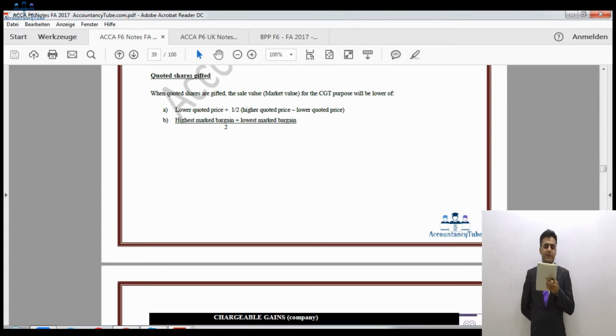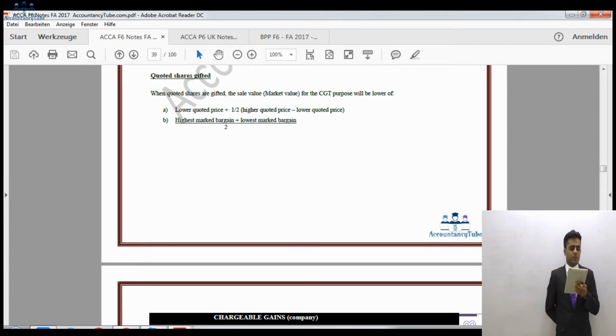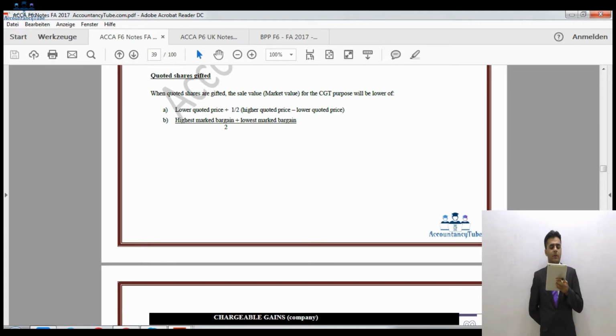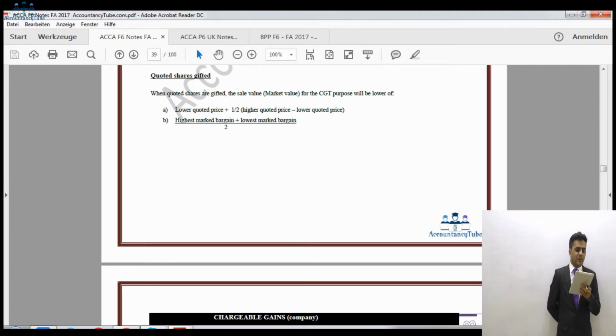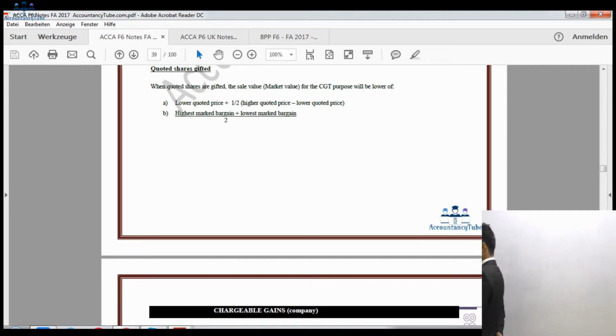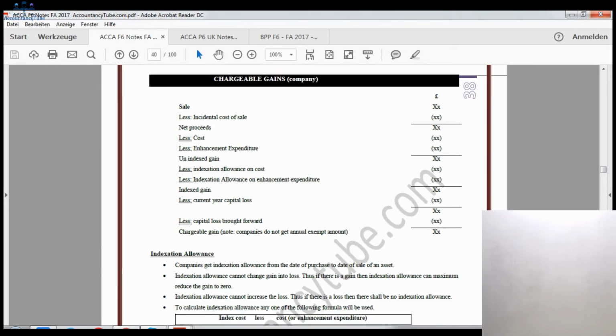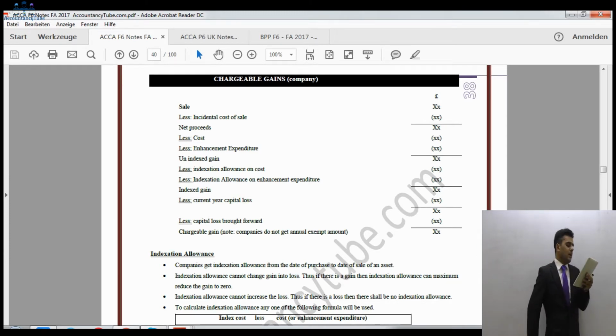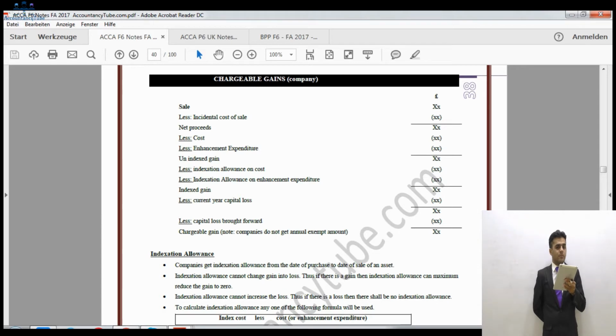As you can see on your screen, we take sales, then incidental cost of sales, giving net proceeds. Then we deduct the cost and enhancement expenditure, which gives us the unindexed gain. Then we deduct the indexation allowance on the cost: cost multiplied by indexation factor, and indexation factor multiplied by enhancement expenditure as well. Then finally it gives us the indexed gain. Then we deduct the current year capital loss and the loss brought forward. The final figure is the chargeable gain, because there is no annual exempt amount for companies.